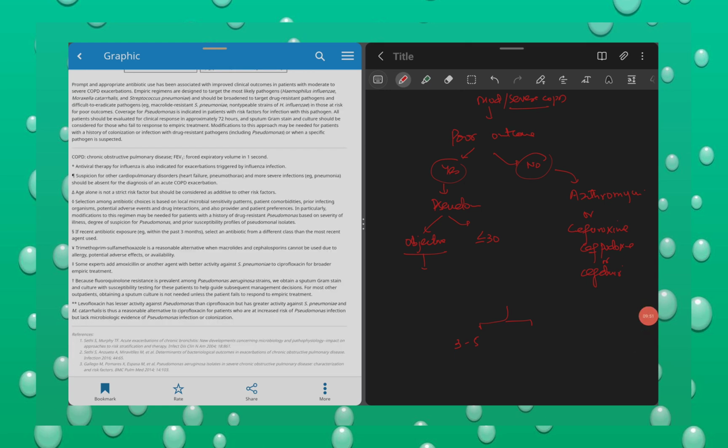What happens sometimes, these macrolides or cephalosporins cannot be used. Like if this is the case where a patient develops allergy or there are other adverse effects, then you can switch to trimethoprim sulfamethoxazole. You see, the antibiotic usage is to be done in a smart way.